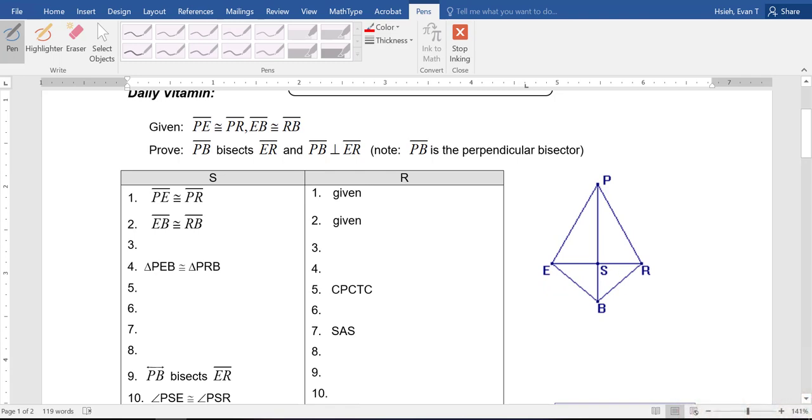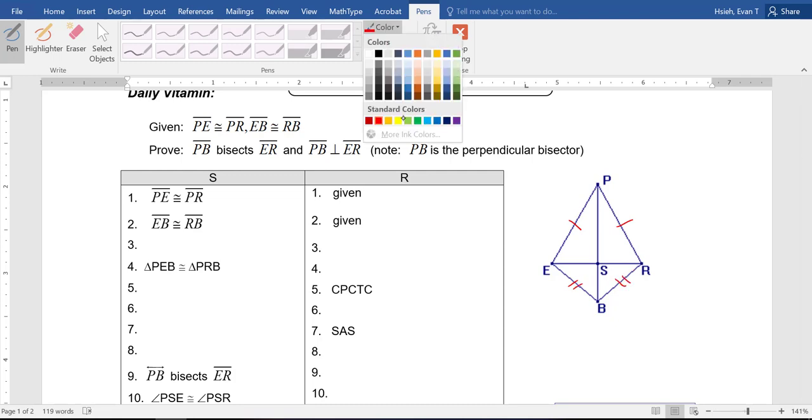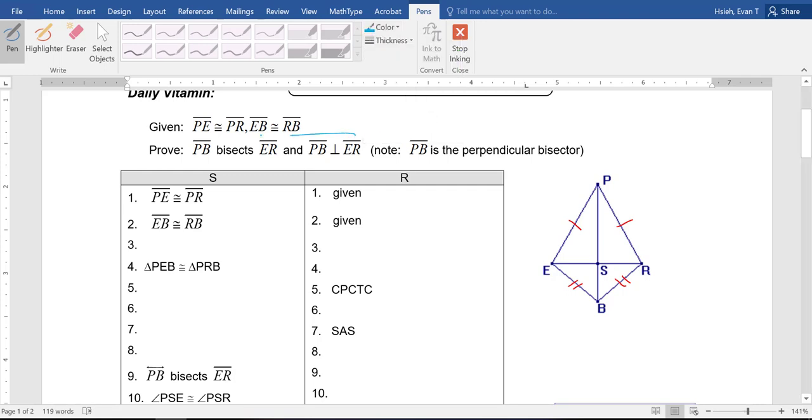So in this proof here, it's given that this is congruent to this and that this is congruent to this. And what we're trying to prove is that PB is the perpendicular bisector of ER. Okay, so what we need to do here is prove that this is a right angle, so it's perpendicular, and we need to prove that this is congruent to this.